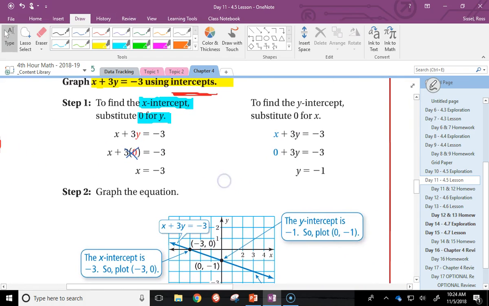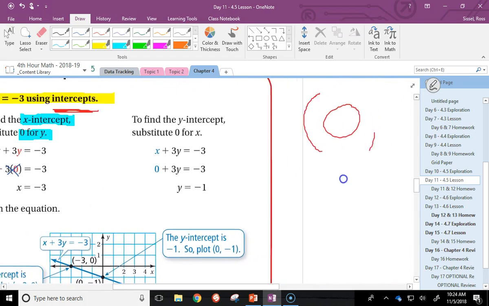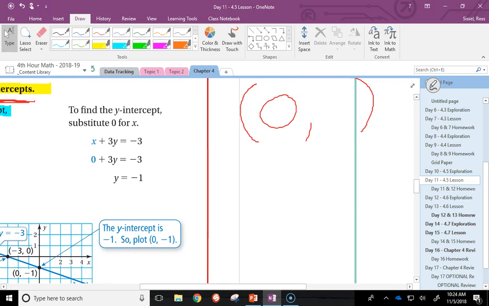Okay? We go to our y-intercept. x plus 3y equals negative 3. I'm going to make my x 0. What's 0 plus 3y? Okay, so that's just 3y. I want to solve for 1y. How do I get y by itself? Divide by 3.